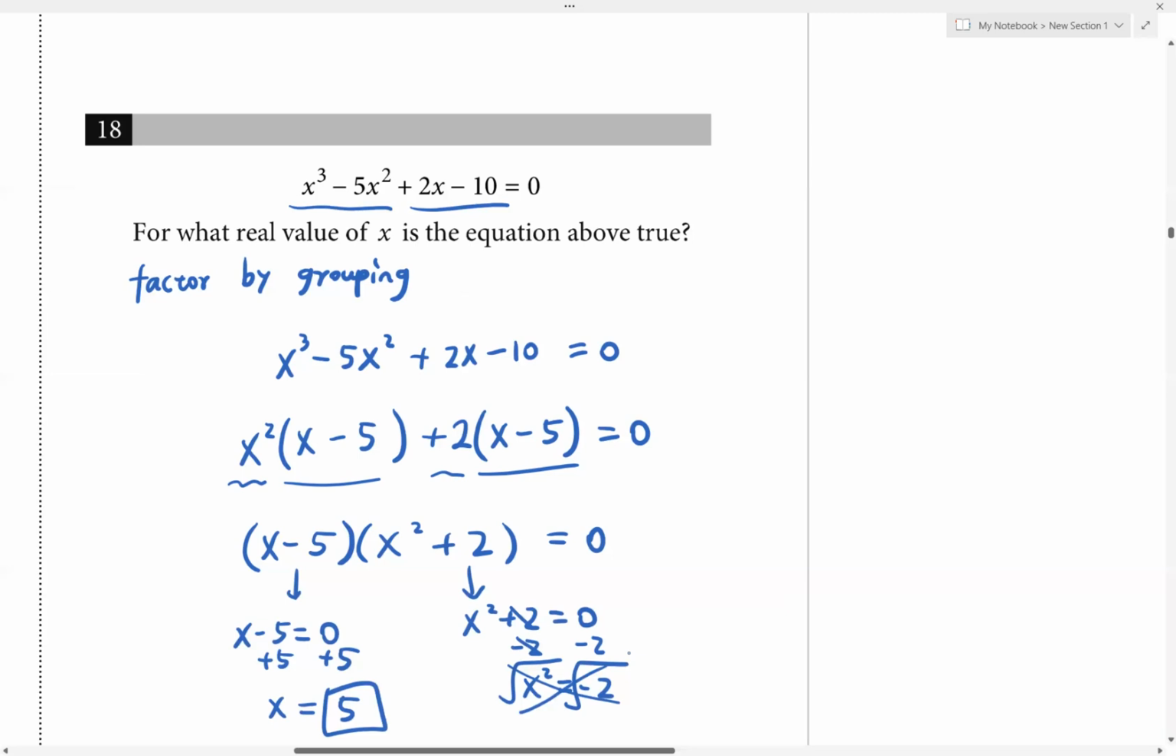So the only real solution that we have should be just 5, and that will be our final answer for this question.